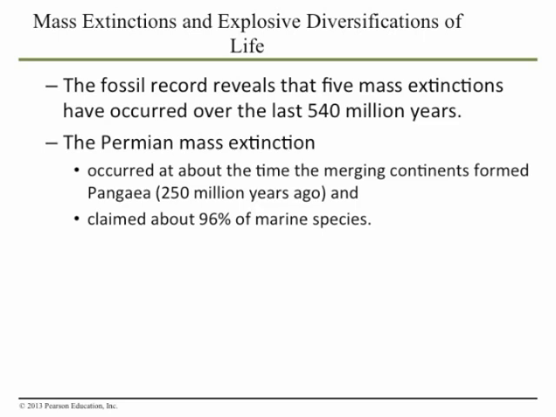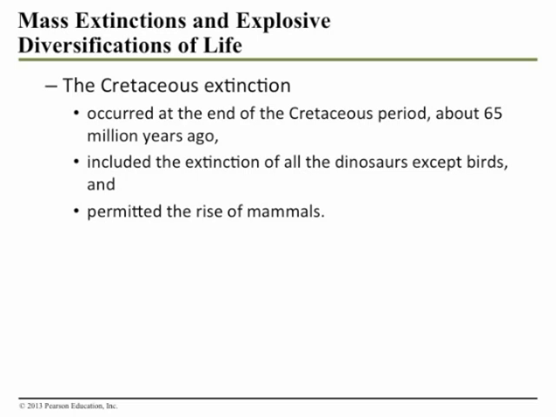Another extinction period that happened about 65 million years ago in the Cretaceous period included the extinction of pretty much all the dinosaurs except for birds. And it permitted the rise of the mammals. We're going to talk a little bit about some of the consequences of them, but first I want to talk a little bit more about what we know about this last extinction event.